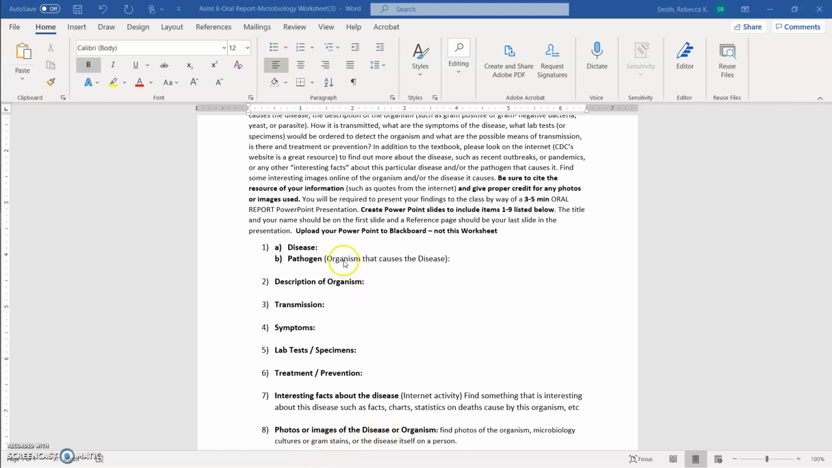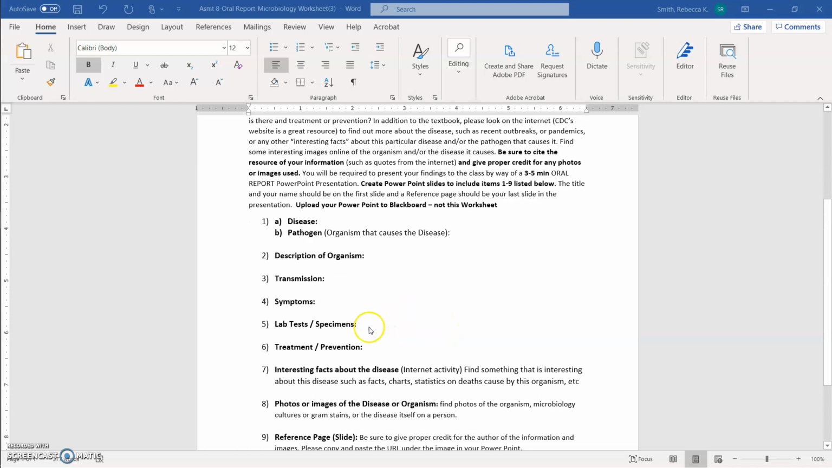You're going to get 5 points for disease and pathogen. So what is the disease? For example, you could put Lyme's disease. The pathogen would be Borrelia burgdorferi, for example. The description of the organism: what does it look like? In this case, it would be a spirochete, or spiral shaped. It's transmitted by ticks. The symptoms are a bullseye rash, fever, joint aches and pains.